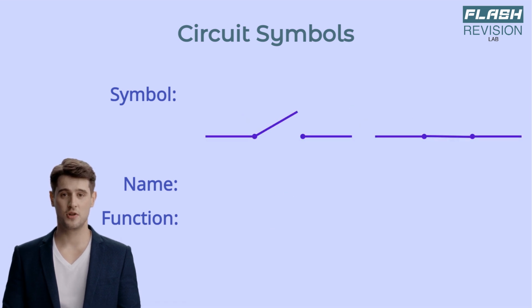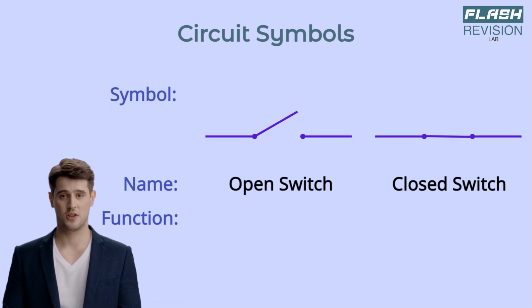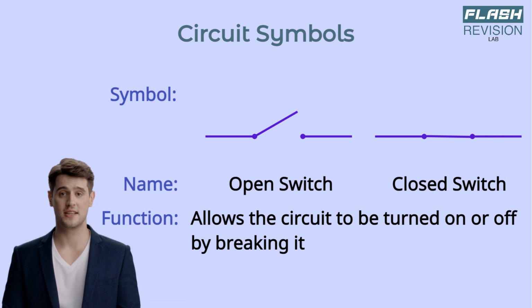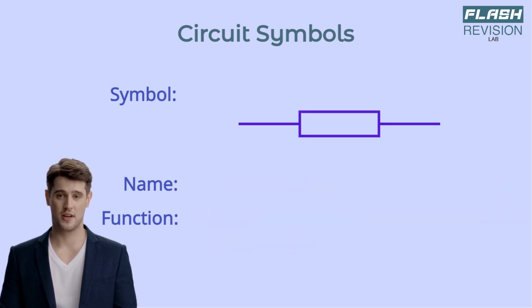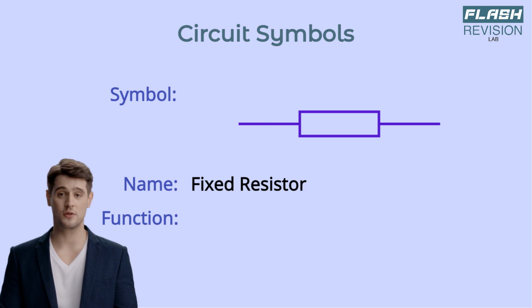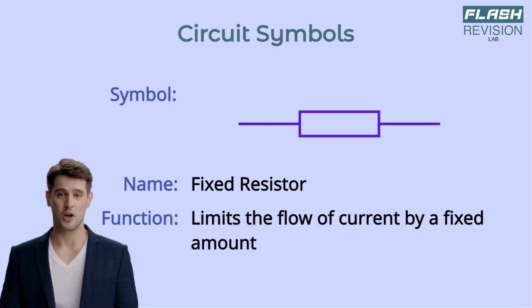These are diagrams for an open or closed switch. A switch allows you to turn the circuit on when it's closed, allowing current to flow through, or turn it off when it's open as it creates a gap in the circuit. Next up, a fixed resistor is a symbol with a rectangle. It limits the flow of current and has a constant resistance.